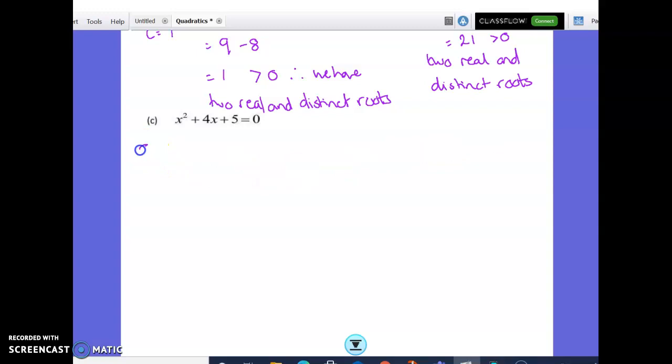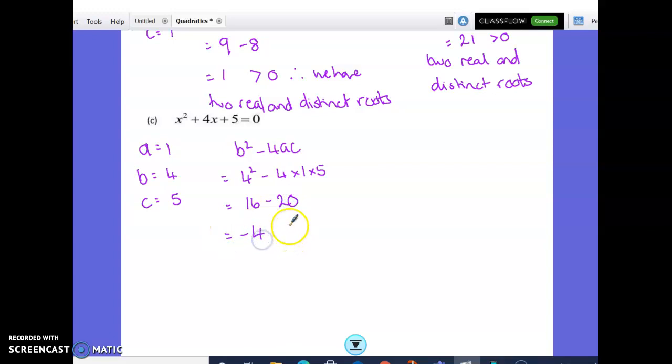Let's try C. A equals 1, B equals 4, C equals 5. So b squared minus 4ac, so we get 4 squared minus 4 times 1 times 5, so we get 16 minus 4 times 1 times 5 is 20. So we get minus 4. Minus 4 is less than 0, so we have no real roots. And make sure you have the word real in there.